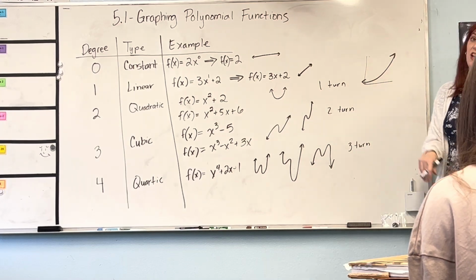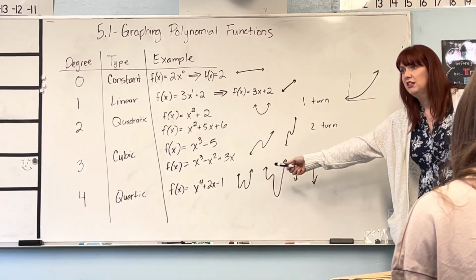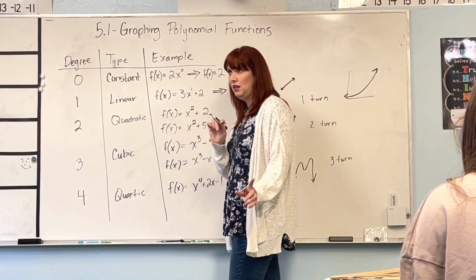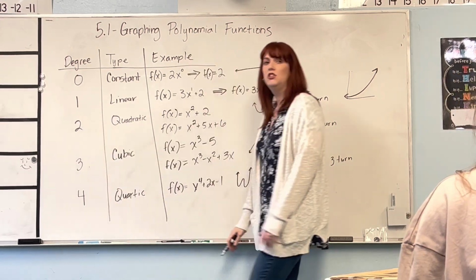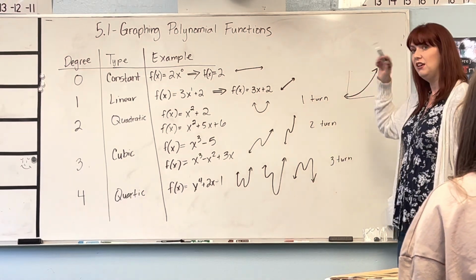Well, we're jumping way ahead, but we will eventually learn that the number of turns can be as many as one less than the degree. If the degree is 6, the most amount of turns it can have is 5.